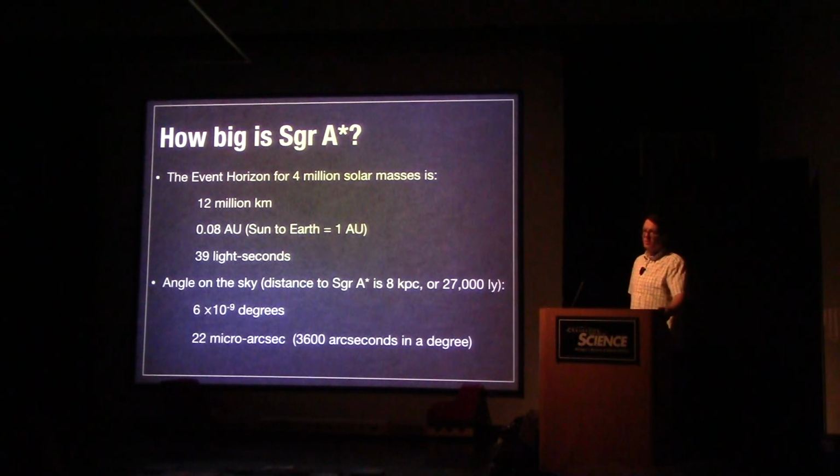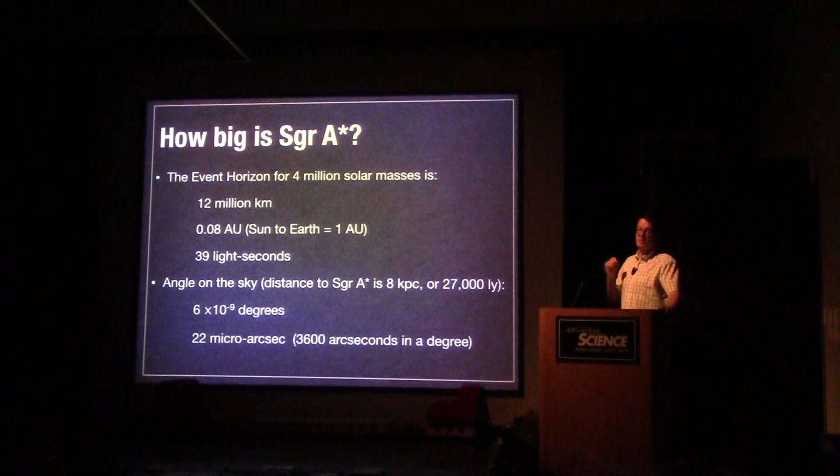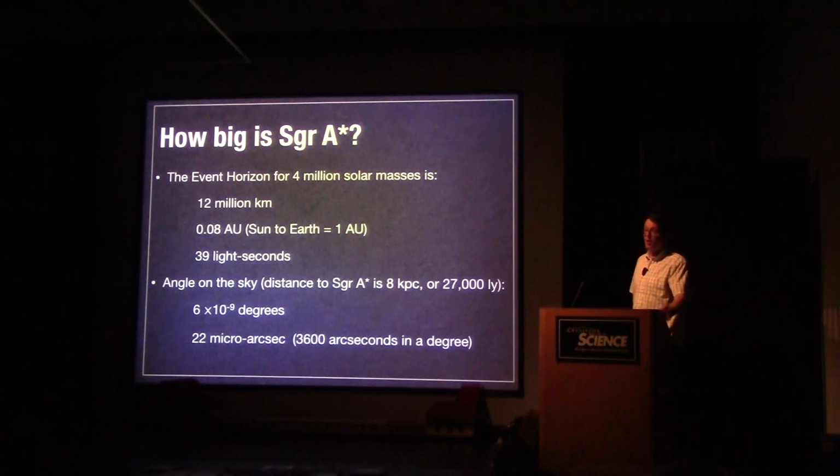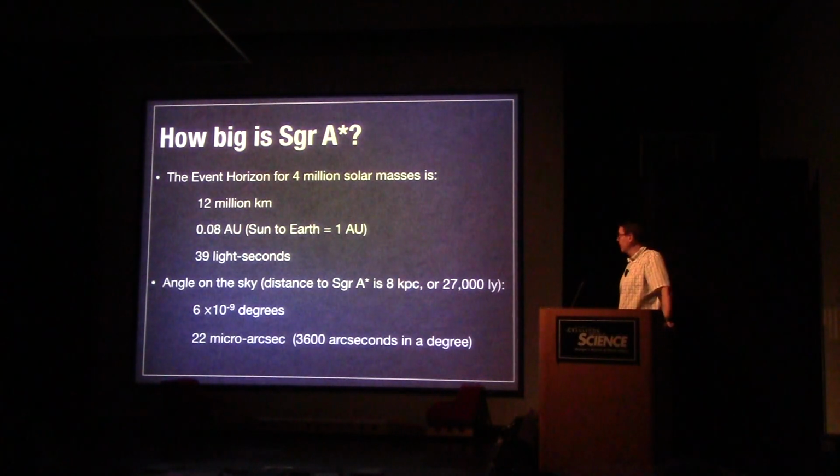So that's 0.08 AU, astronomical units, which is 39 light seconds. The distance it takes light to travel in 39 seconds. We can also figure out the angle on the sky. The distance to the center of the Milky Way is about 8 kiloparsecs, or 27,000 light years.